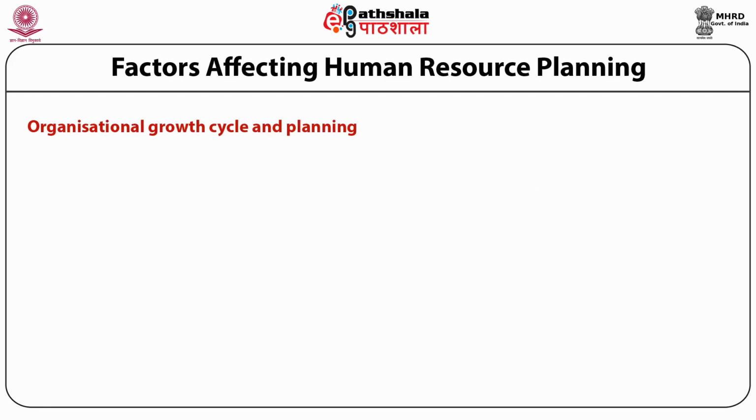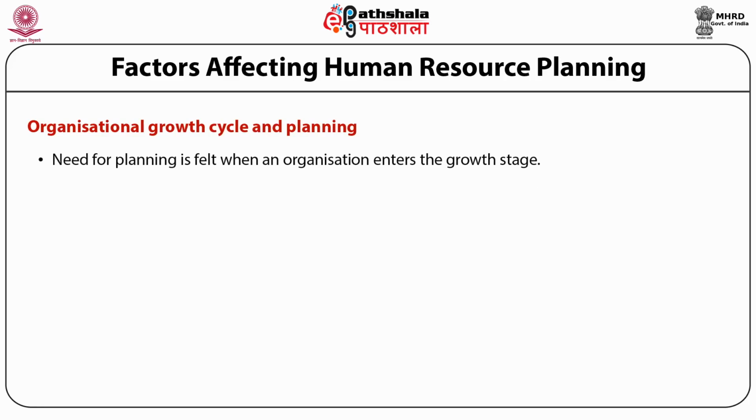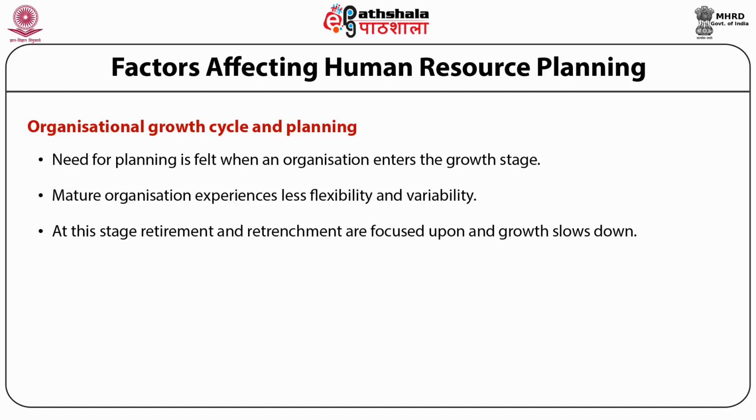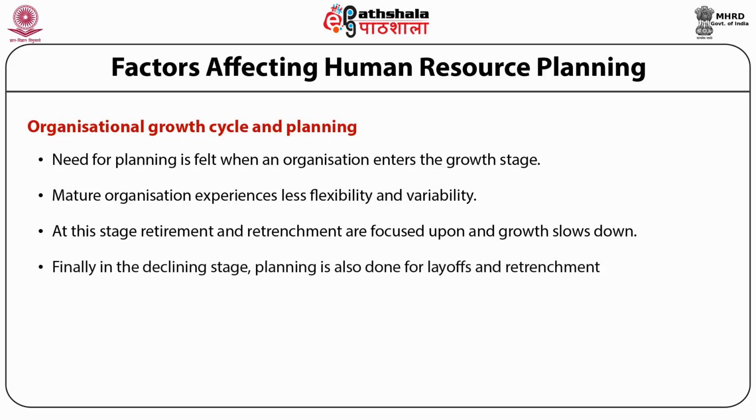Now, the organization growth cycle and planning. It is the next factor in controlling the HRP. In this, we will be seeing that the need for planning is felt when an organization enters the growth stage. Mature organizations experience less flexibility and variability. At this stage, retirement and retrenchment are focused upon and growth slows down. Finally, in the declining stage, planning is also done for layoffs and retrenchment.